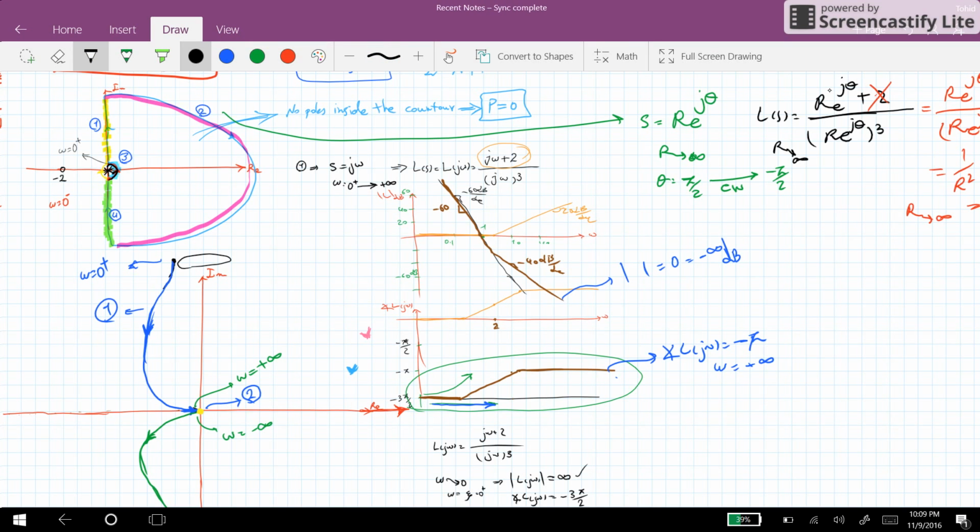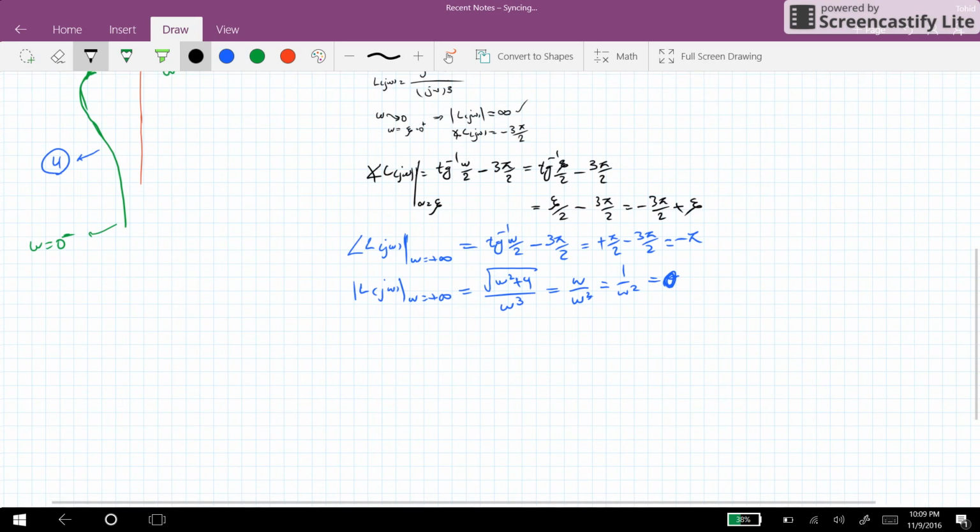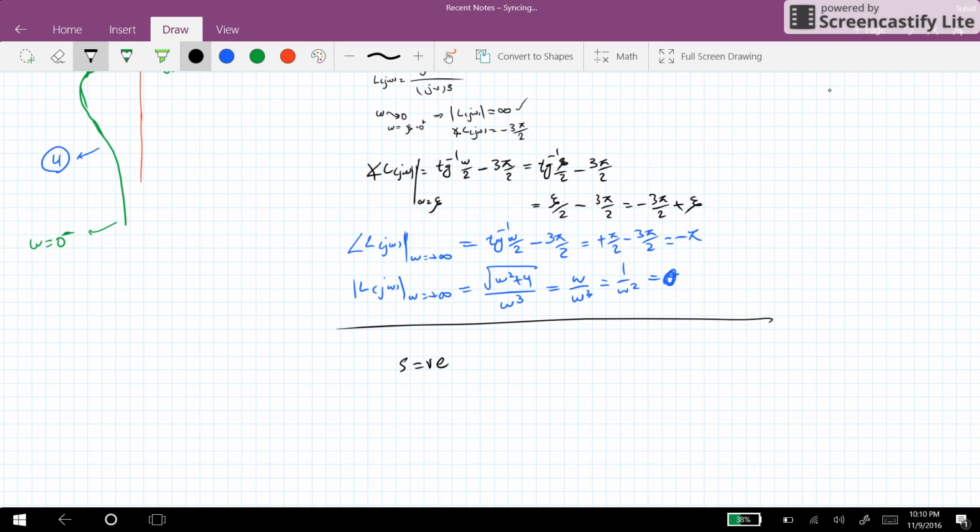In segment number 3, we start from omega equal to 0 minus with a counterclockwise movement. We arrive at omega equal to 0 plus, and we can represent S with r e to the j theta here, where r goes towards 0 and theta goes from minus pi over 2 towards pi over 2 in a counterclockwise manner, or let's say crossing from 0. So for that segment, we can write again S equal to r e to the j theta, where r goes towards 0, and theta goes from minus pi over 2 to pi over 2 in a counterclockwise way.